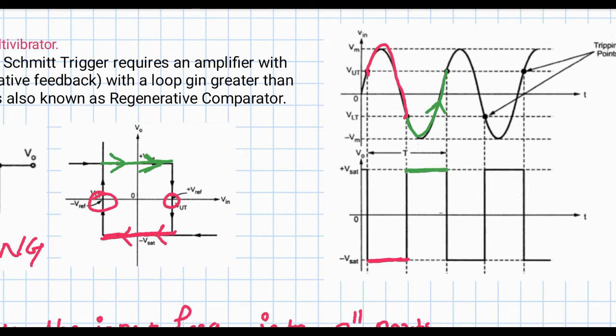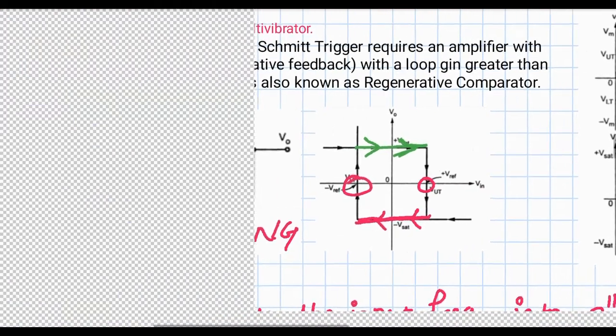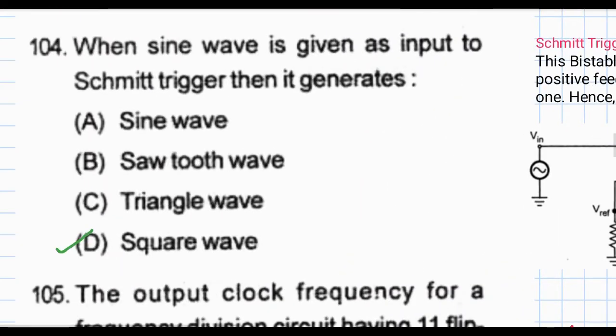I am explaining only one cycle, and this will be repeated again. Again it will be negative saturation and then positive saturation. So simply this will be a square wave. So the answer will be a square wave.